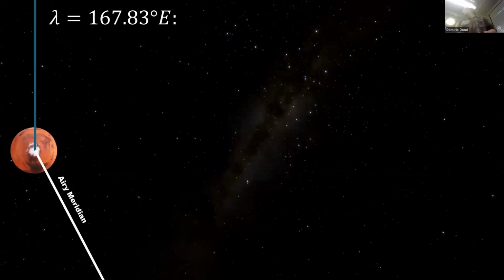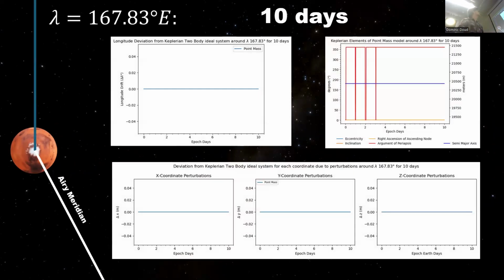Let's look at 167.83 degrees. Oh man, that's a lot of plots. I'll walk you through it though. The top left plot represents the longitude deviation from the Keplerian two-body ideal point mass. What does that mean? Basically, for point mass, we should expect no longitude deviation. It should be the ideal system. There shouldn't be any perturbations. And great, there is no drift, as there should be.